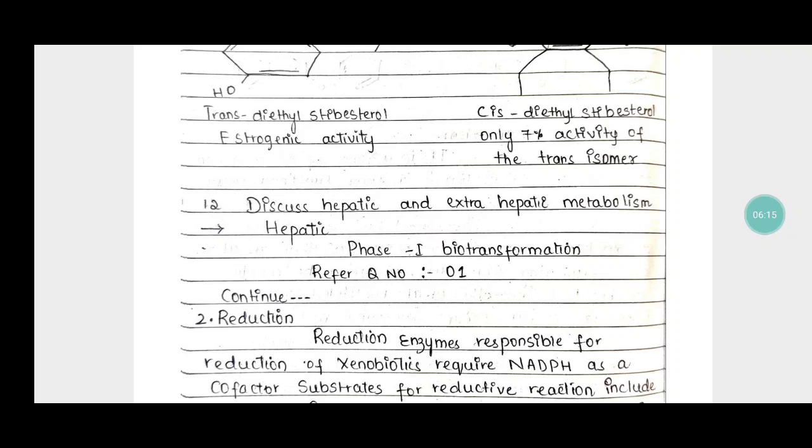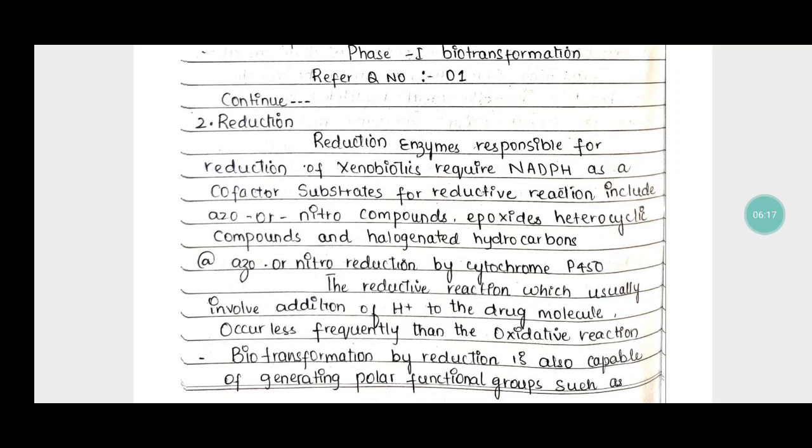Number 2, reduction. The reductive reaction usually involves the addition of hydrogen to the drug molecule, which occurs less frequently than the oxidative reaction, and the reduction enzymes are responsible for the reduction of xenobiotics that requires NADPH as a cofactor substrate for reductive reaction, which includes azo or nitro compounds, epoxides, heterocyclic compounds and halogenated hydrocarbons.